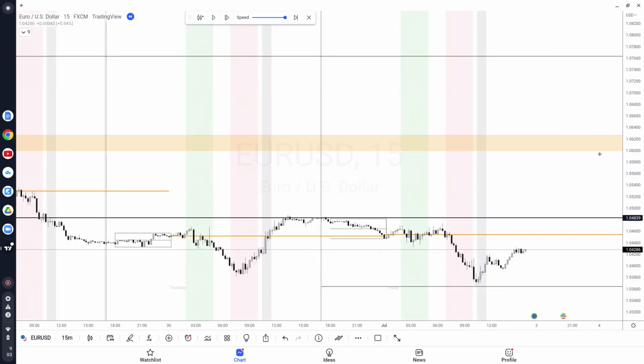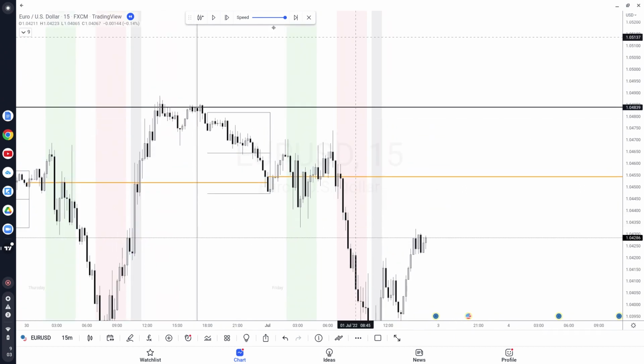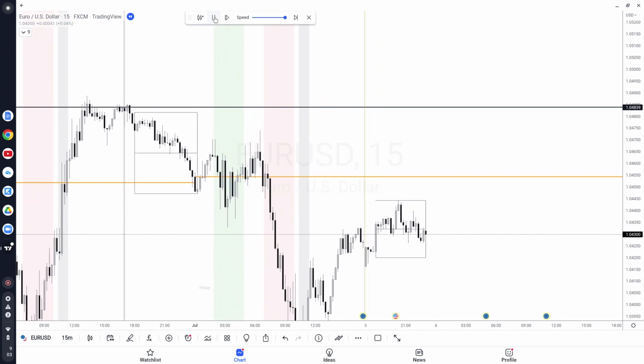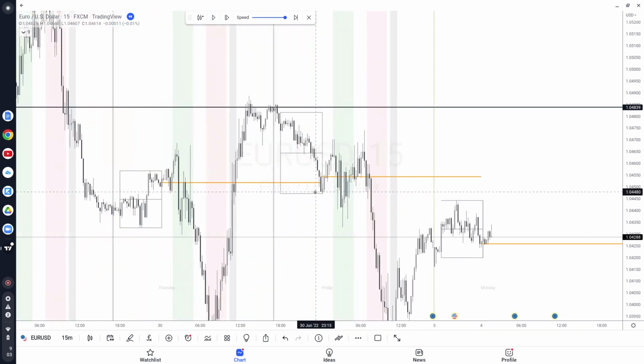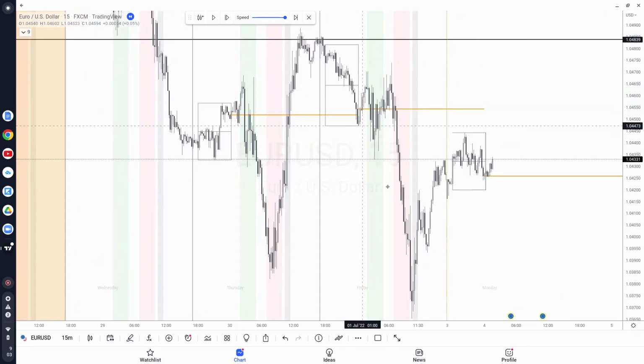So here's Friday's low, and we push to Monday. And you guys can see once price met that imbalance, then we see price push away and sweep this here.